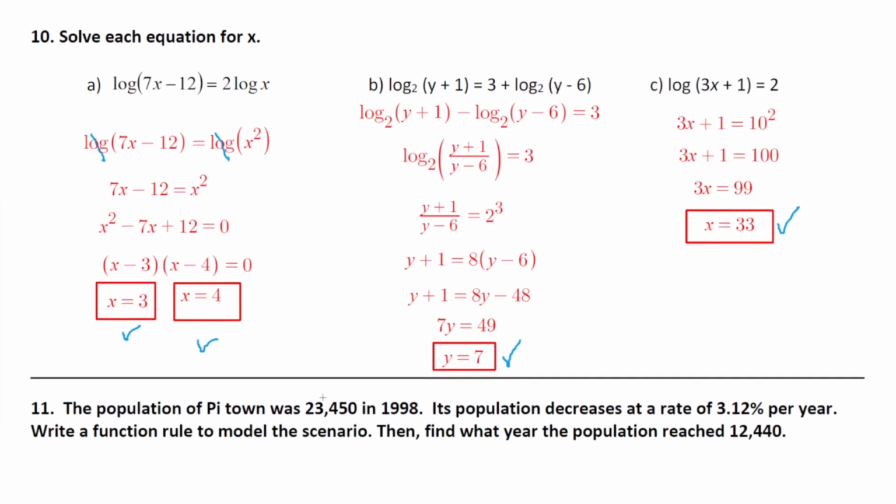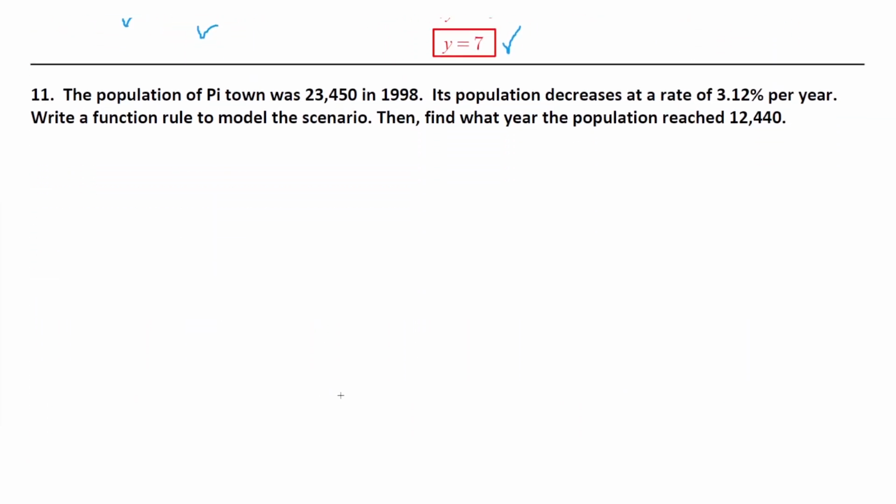Let's take a look at number 11 here. It says the population of Pi Town was 23,450 in 1998. Its population decreases at a rate of 3.12% per year. Write a function rule to model the scenario, and then find what year the population reached 12,440. So this is going to be an exponential decay equation, and our general format for that equation is going to look something like this.